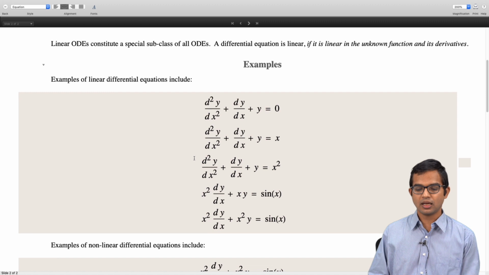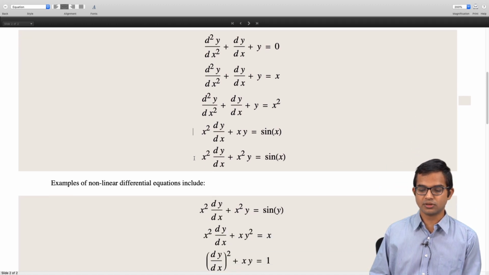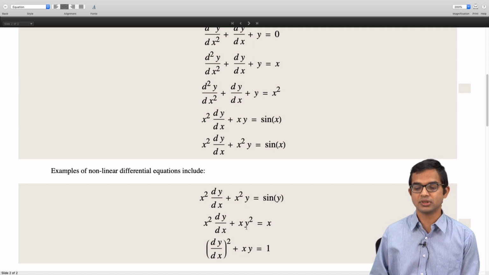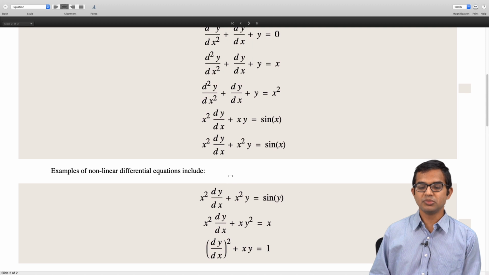Let's look at a few examples of nonlinear differential equations to contrast against the first set. Now you see that if you have a sine of y, then that's trouble, so that's a nonlinear differential equation. If you have y squared, that's also a problem. And dy by dx the whole squared plus xy is equal to 1 is also a nonlinear differential equation. In general, nonlinear differential equations are very hard problems, and only very small, very special subclasses of problems are amenable to exact solution. Even when there are solutions, there's so much complexity. In fact, the field of nonlinear differential equations is a whole subject by itself.